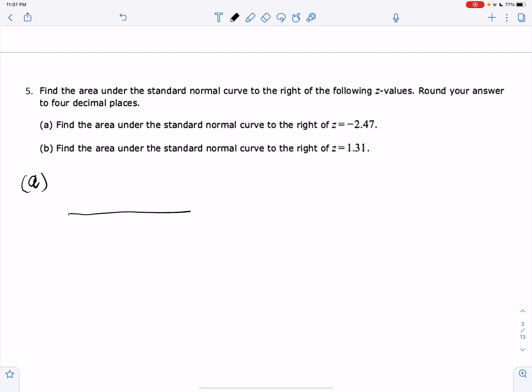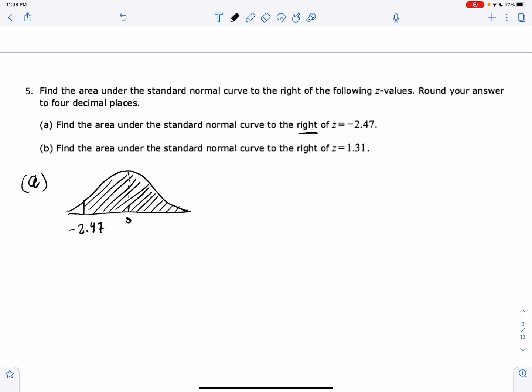If we take a look at that standard normal curve, it looks something like that. It's a little bit sloppy, but it'll do today. If it's a standard normal curve, our mean is always going to be 0, and to the left is this negative 2.47. And we want it to the right. So if I want to the right, that's going to be over here to the right. This is what we're looking for.